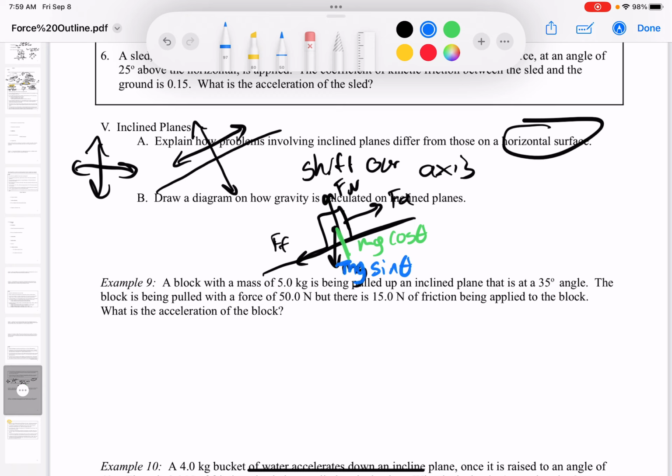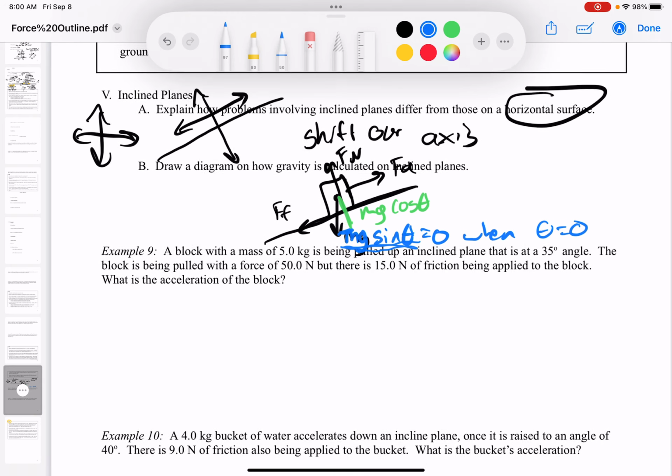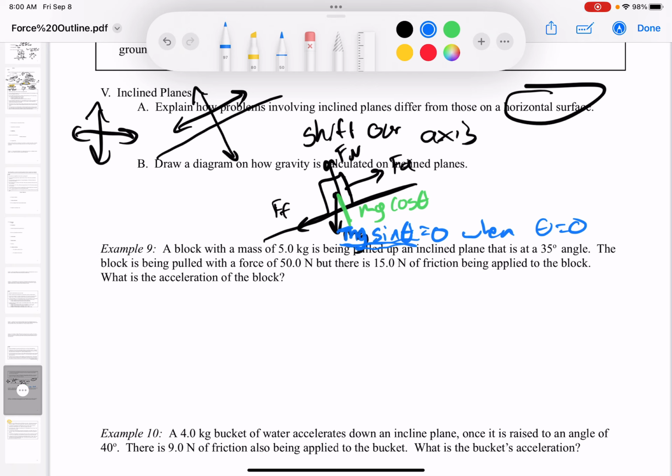Okay, if you ever get stuck and you can't remember, just remember that this one needs to equal 0 when theta equals 0, right? Because if the angle is 0, it's just a flat surface, in which case there is no gravity force in that side-to-side area. So sine of 0 is 0, so we have to use mg sine theta for that down the inclined plane part, okay? Another way you can think of it is it's pushing down the inclined plane, down, up, down. That's kind of like the y direction.